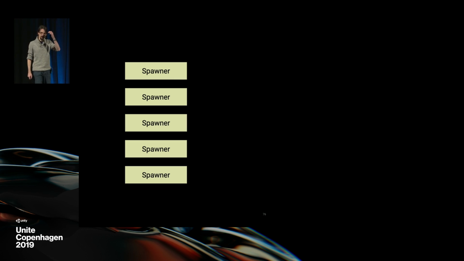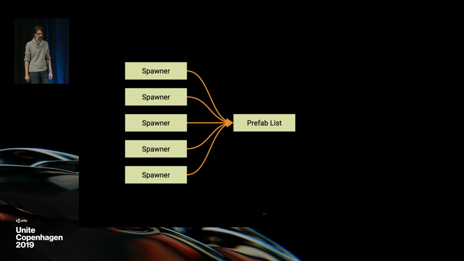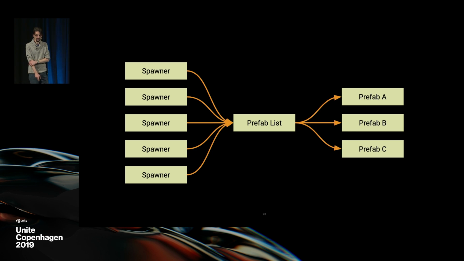But first, let's look at the structure of this sample. So here I've only put 5 spawners on the slide because 25 would have bloated the whole thing. But they all reference the same prefab list. And this prefab list contains 3 prefabs. So my 3 rigid bodies, red, green, and blue.